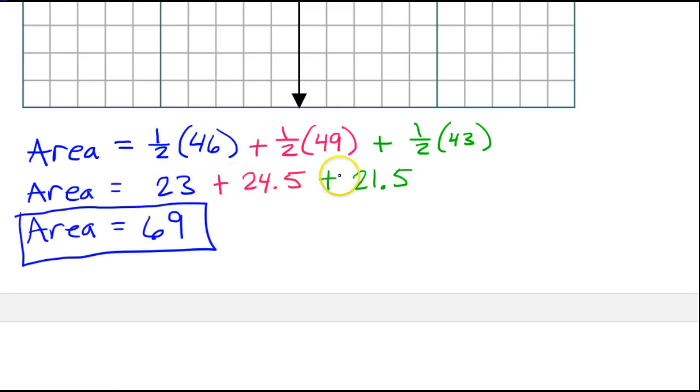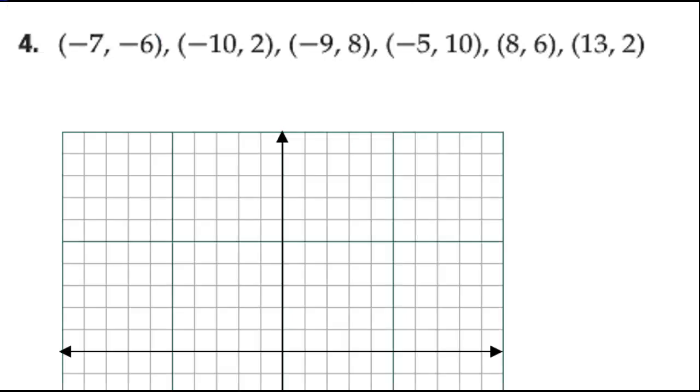So you can follow through here where I've taken half of each quantity, and the sum is 69. So the area of the polygon is 69. Let's do one more example.